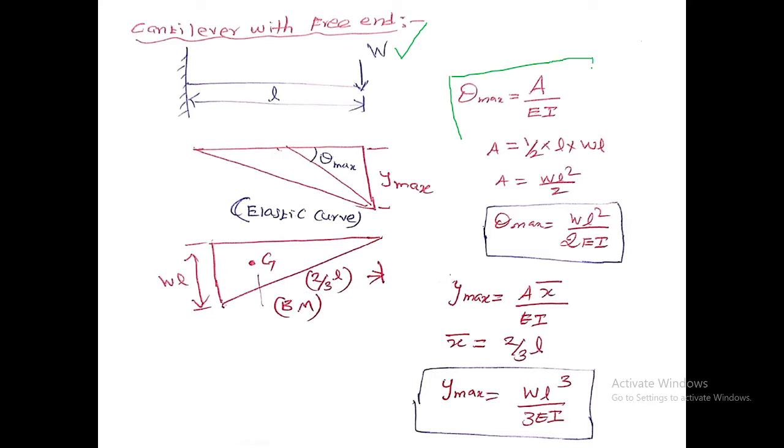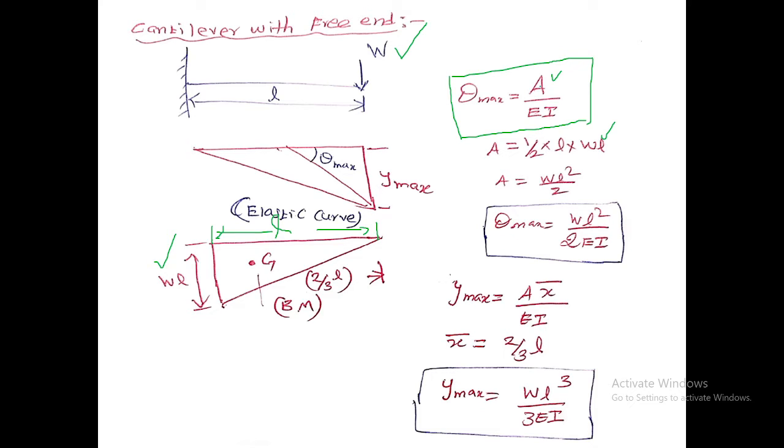The slope is theta max equal to area divided by EI. The area is half B H, and the bending moment diagram is triangular. So the base B is L and the height H is WL, since the length of the beam is L. So L into WL, area equal to WL squared by 2.